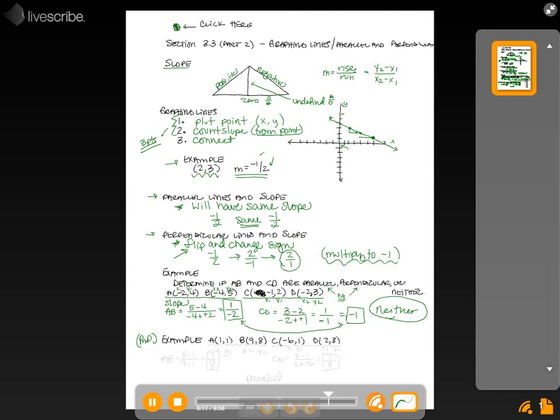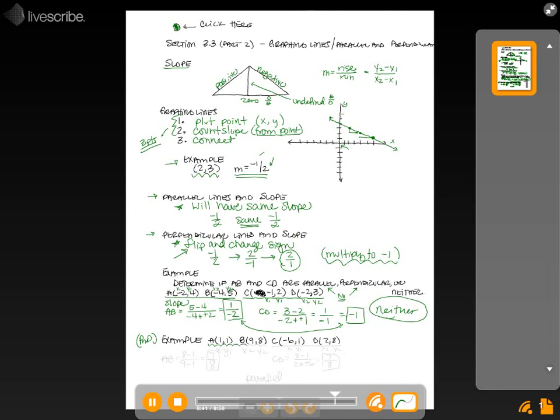I've got you a pause and practice problem here. Your points are 1, 1 for A, B is 9, 8, C is negative 6, 1, and D is 2, 8. And I want you to do the same thing the directions for the one above it said. Determine if AB and CD are parallel, perpendicular, or neither. Go ahead and work it out, and then come back and check your answer.